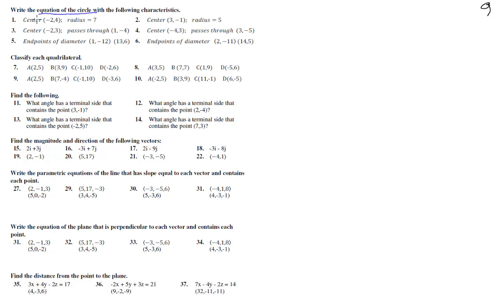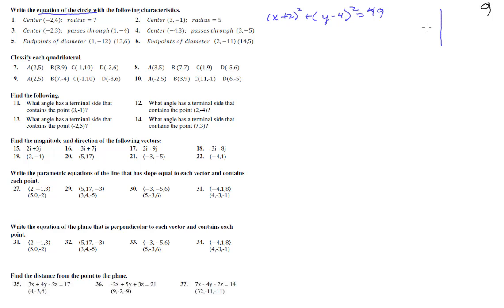Number 1, the center is negative 2, 4. That means it's going to have the equation x minus a negative 2, that's plus 2 altogether squared, plus y minus 4 squared equals the radius squared, 49. So this is going to be the circle, and this is actually just a squared plus b squared equals c squared, that grand old Pythagorean theorem.